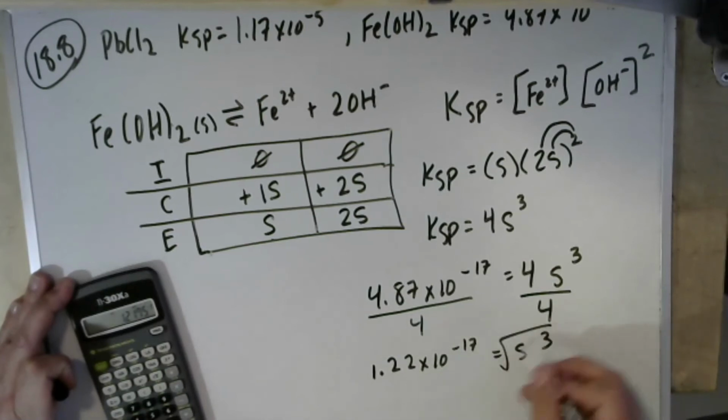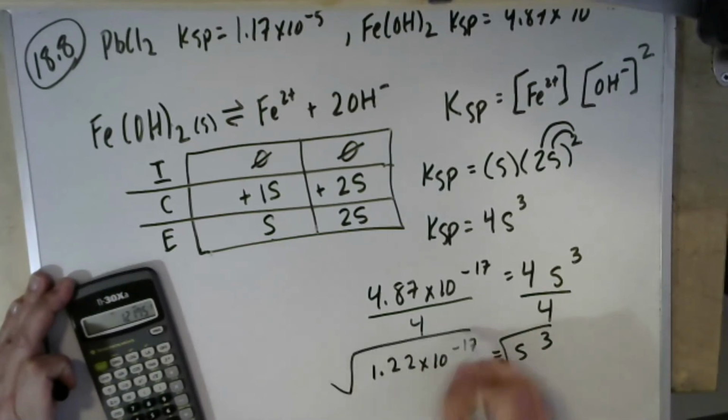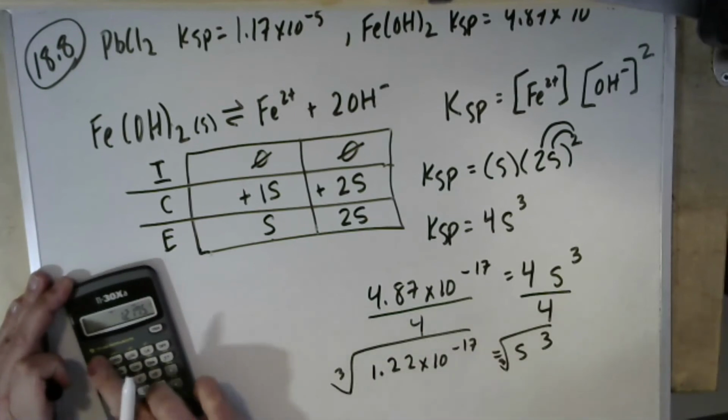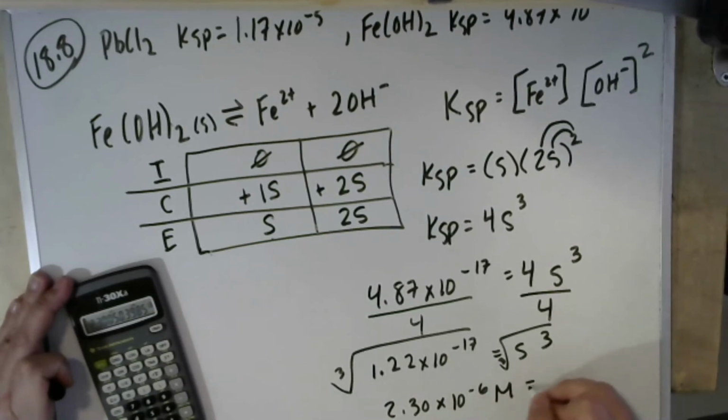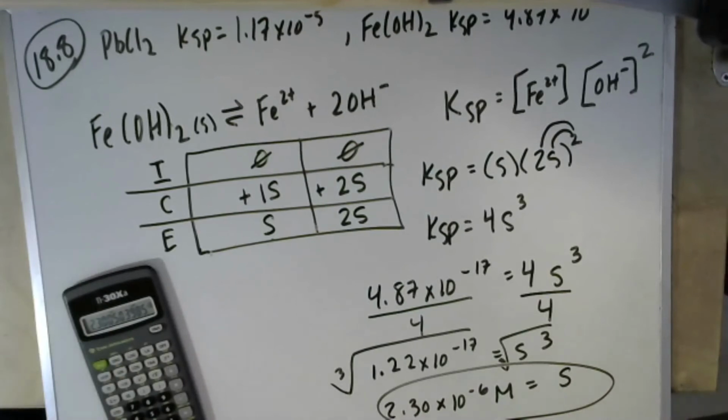And we're going to take our cube root. And we end up with 2.30 times 10 to the negative 6 molar as our solubility for that FeOH2.